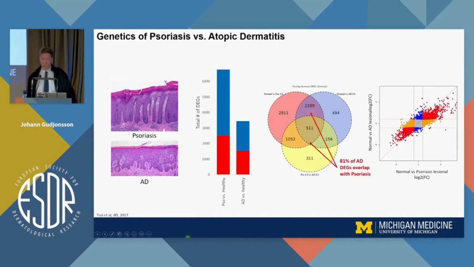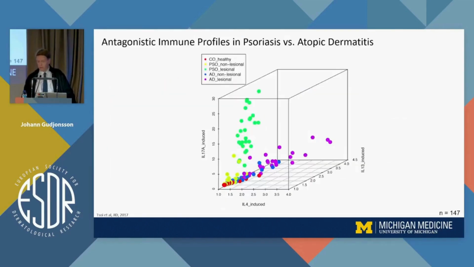And if you look at the differentially expressed genes, about 81% of the genes that are differentially expressed in atopic dermatitis overlap with those of psoriasis. If you look at it from the other end, only about 41% of the genes that are differentially expressed in psoriasis overlap with those of atopic dermatitis. So these diseases have a lot in common if you look at it from the transcriptomic angle.